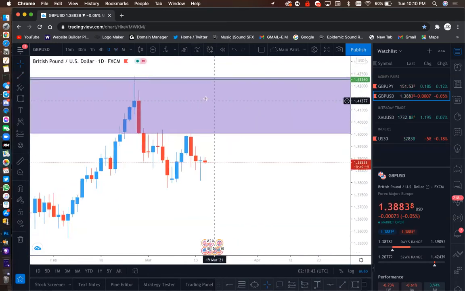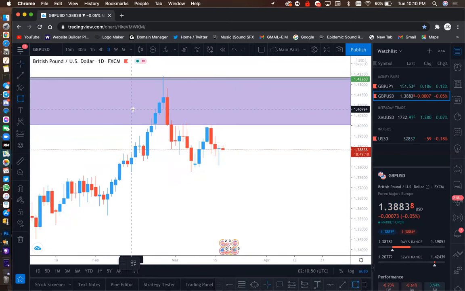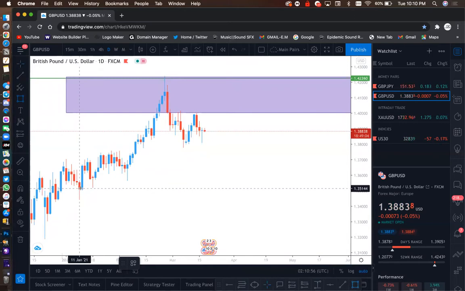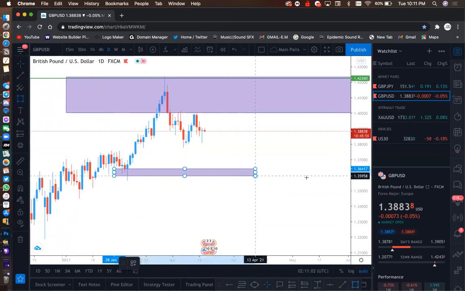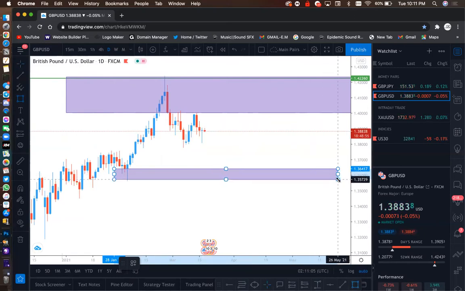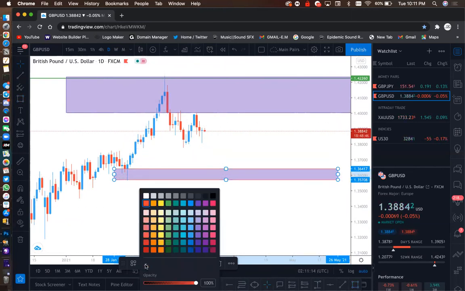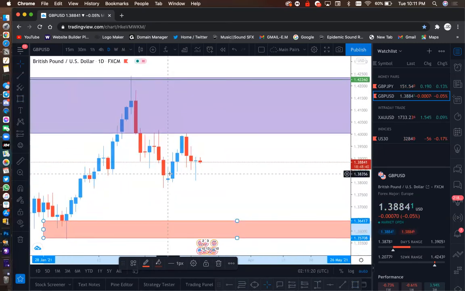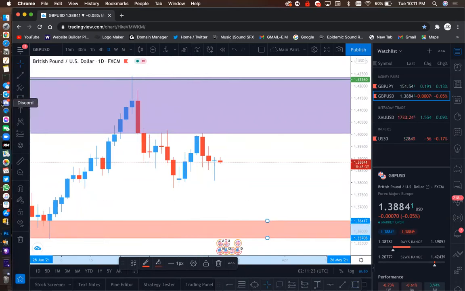So what I'm going to do now is grab my rectangle box, and this is what I'm going to use again to draw my daily support zone. So we want to look for the recent daily support zone, which should be right here. Boom. Just change this color. So I draw my recent daily support zone box right here. And I'll put the next one right there.